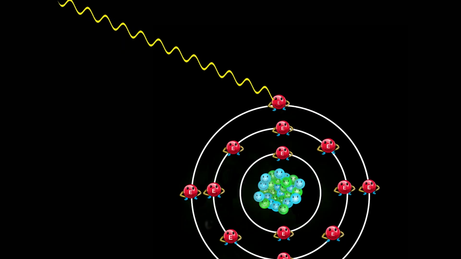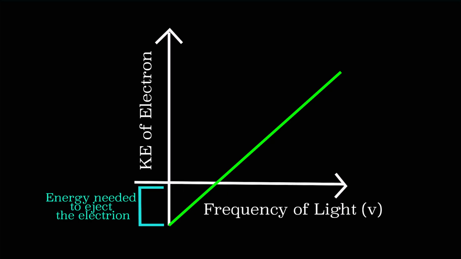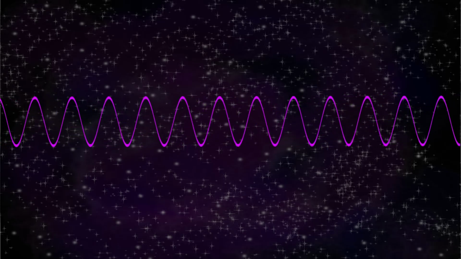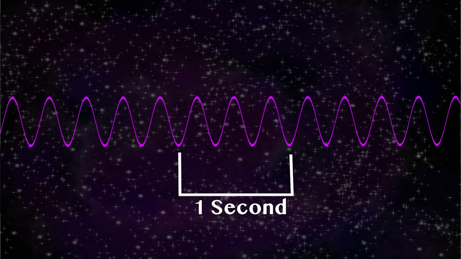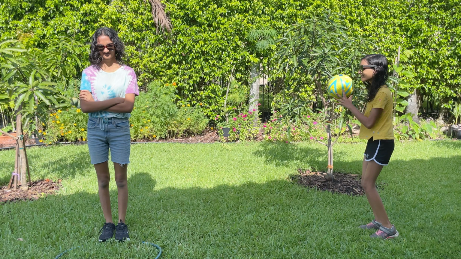In order for the electrons to be ejected from the surface of the metal, there needs to be a minimum frequency of the incident light, also called the threshold frequency, V sub 0. Frequency is the total number of waves that move across a certain area of space during a time interval of around 1 second.